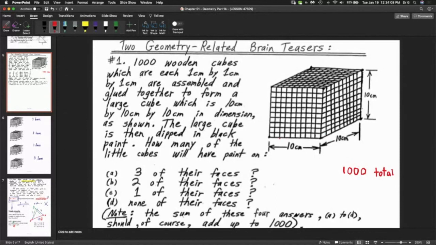Let's do it like a length, width, and a height. 10 by 10 by 10. Thank you, Shalon. 10 by 10 by 10. So the total cubes is 10 by 10 by 10. Very good. Now imagine this cube here is just made of wood with no paint.